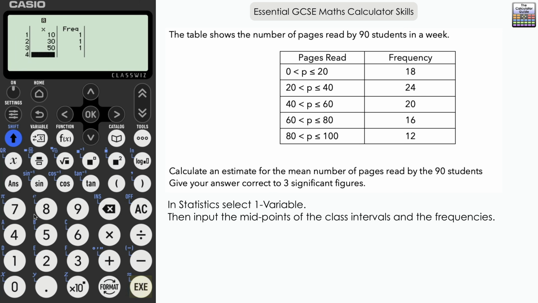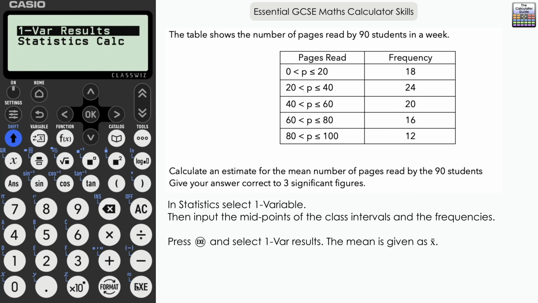So I've got a midpoint of 50, a midpoint of 70, and a midpoint of 90. Okay. All right, down and right, and we can then change the frequency. So we've got 18, execute, 24. Once we're done, once again, it's execute and one variable results. And we can see the mean here at the top. 45.5, looks like 5 recurring there. To 3 significant figures, we can give that as 45.6.